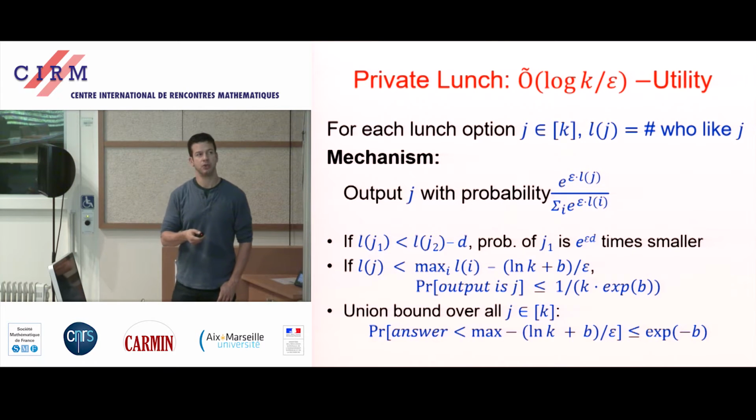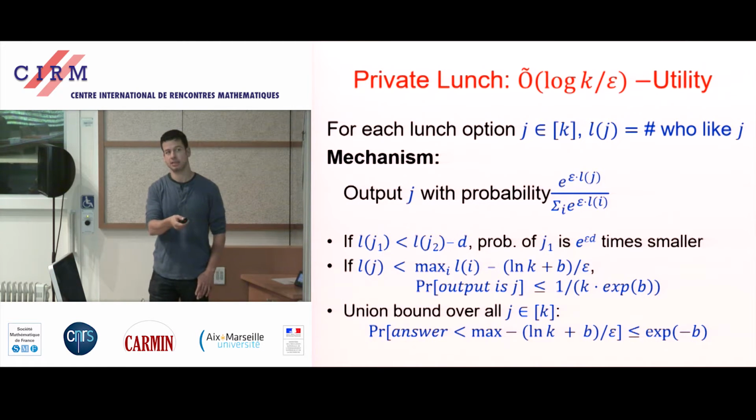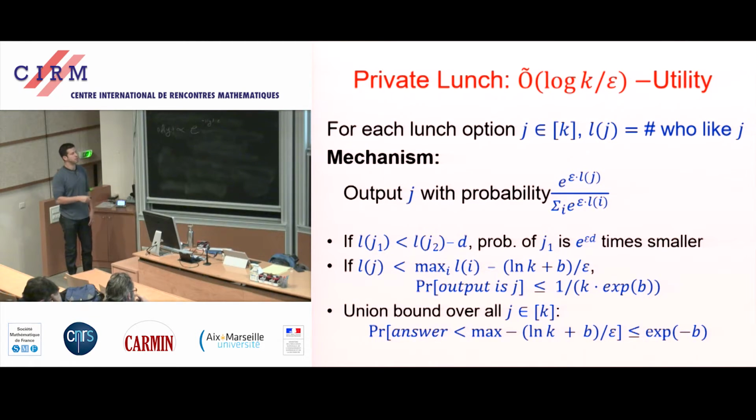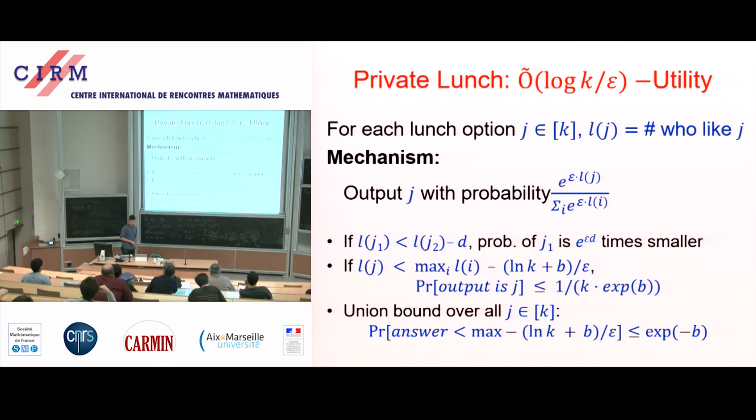And so if we take a union bound, if we look at the best option, we take a union bound over all the options that are suboptimal, that differ by at least log k plus b from it, the probability that our answer is much smaller than the best option is exponentially small in b. Okay, so we're within log k over epsilon of the optimum, where b is kind of our extra error term, whatever error probability you want. Okay, is that pretty clear?